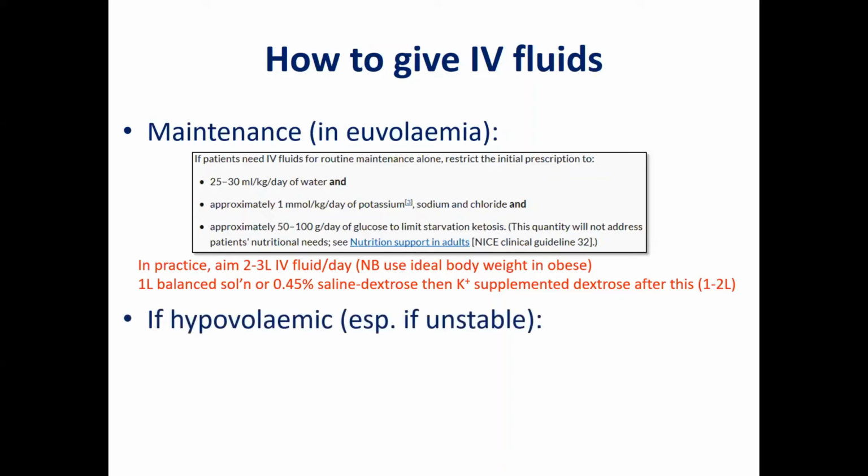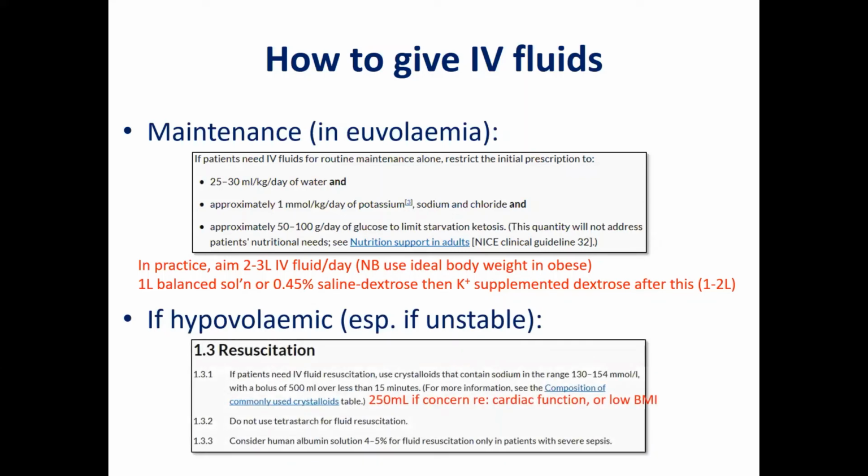If they're hypovolemic, particularly if they're unstable, so if they're shocked, then the guidelines are very clear as well: you give crystalloids and you give a bolus of 500 mils over less than 15 minutes. Actually, I would just put a little thing alongside that and say if you're worried that someone might have a poor heart, so this is a typical very frail 80-year-old, you think the heart might not be very good, you might give 250 milliliters rather than 500.